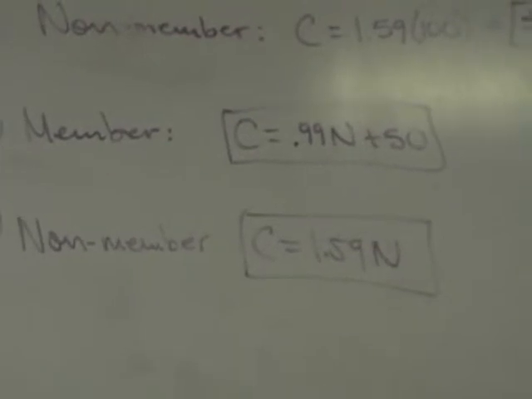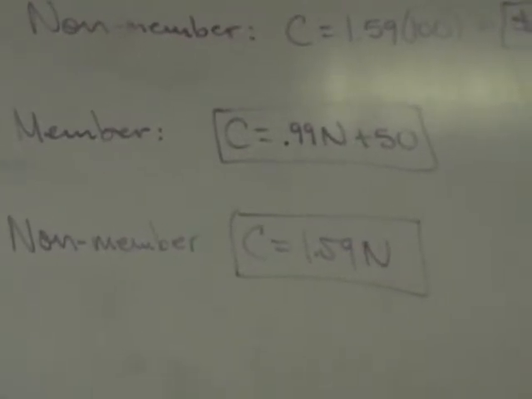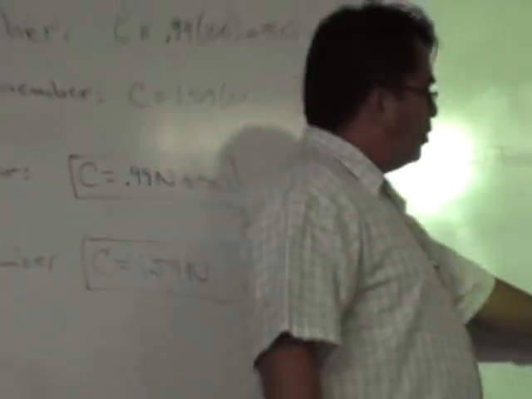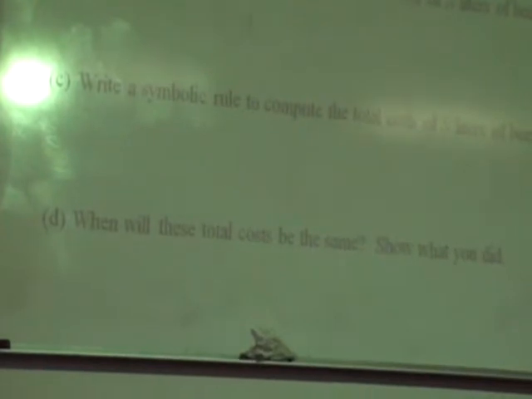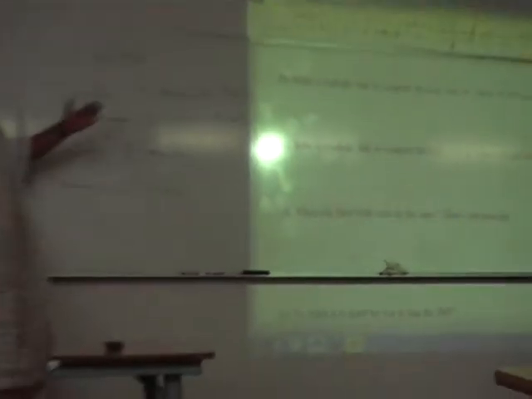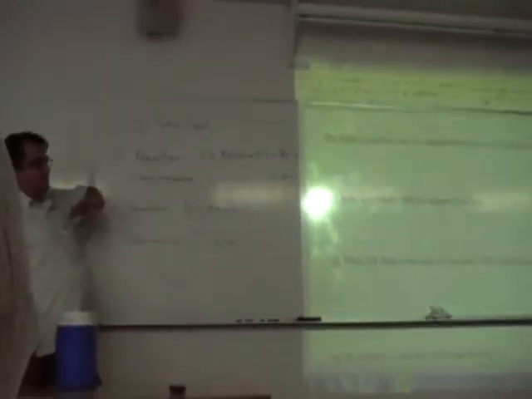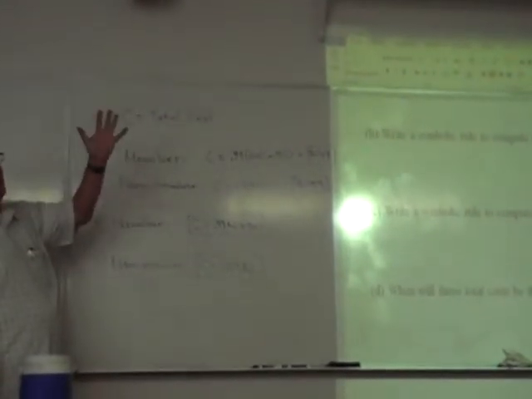The next question is the one where you're supposed to use a little algebra. When will these total costs be the same? For how many beers? For example, let's say that we're just going to go to this store one time. You don't even live in the city, and you just want to try some beers, and you're going to buy 5 liters of beer.